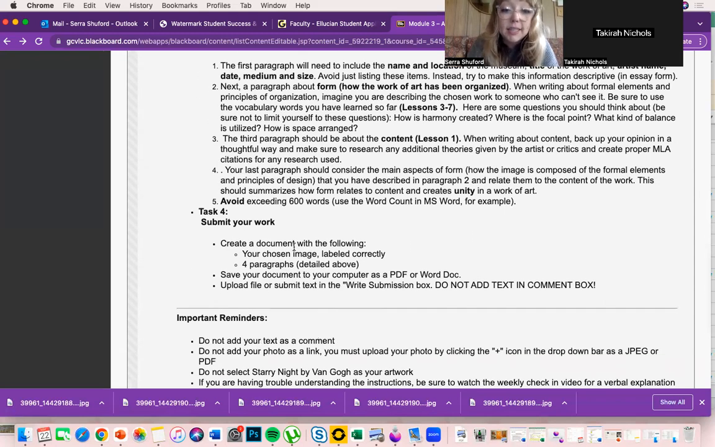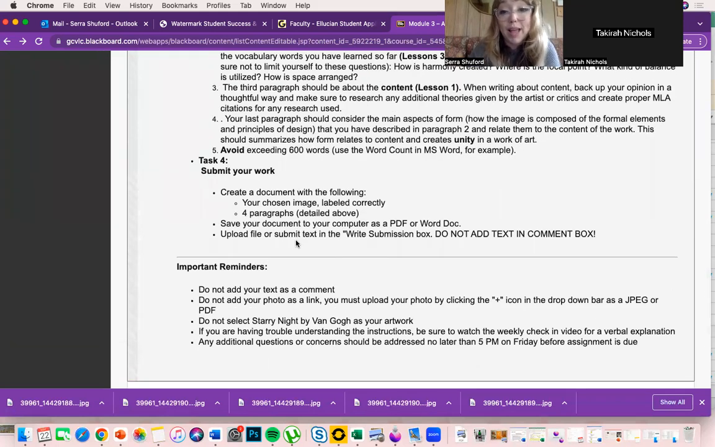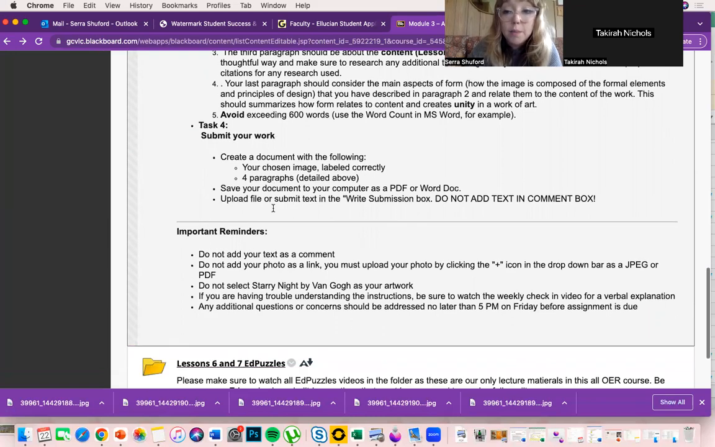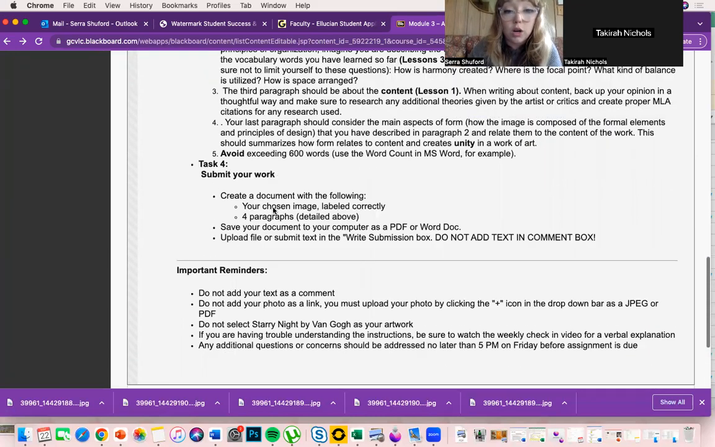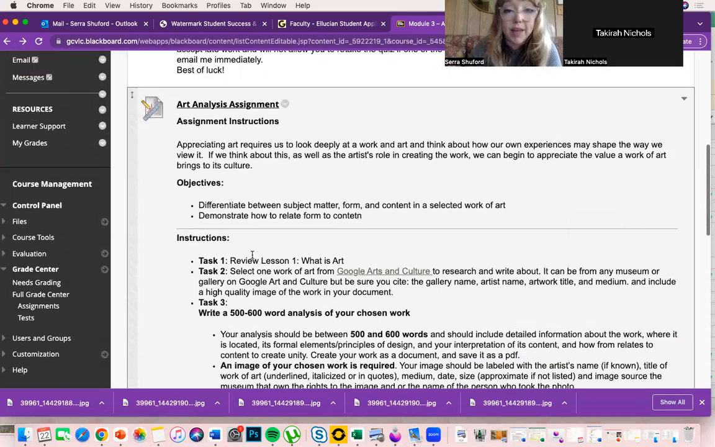And then lastly, to submit your work, create a document with the following: your chosen image labeled correctly, the 4 paragraphs as stated above, and then save your document to the computer and upload it as a PDF or a Word document. Make sure this is something that you haven't had to do before because we haven't had an assignment before this. But when you go to upload your work, here are some important reminders as well about that.